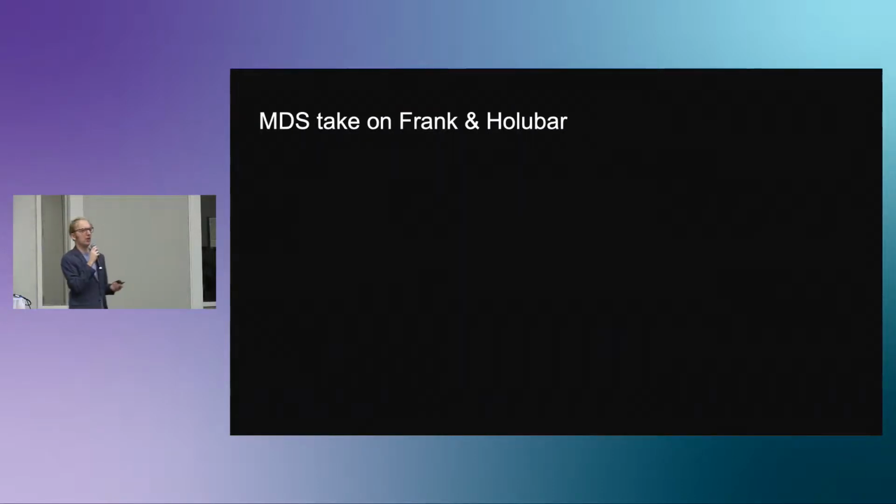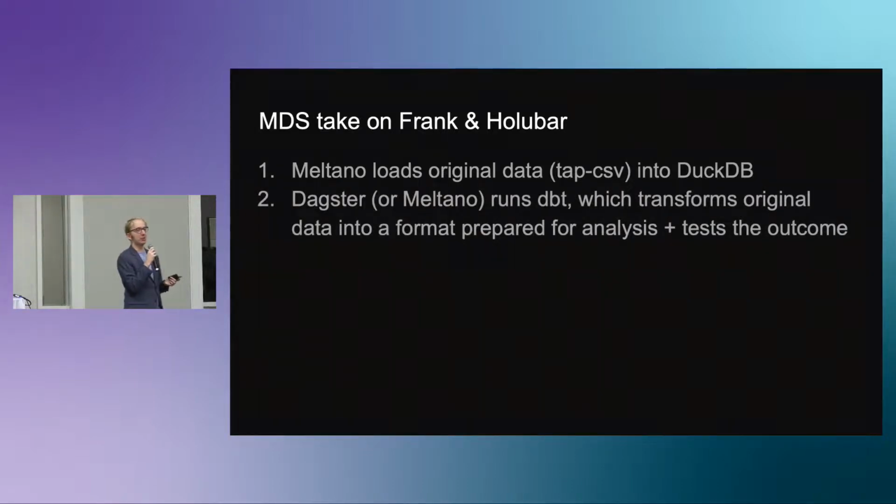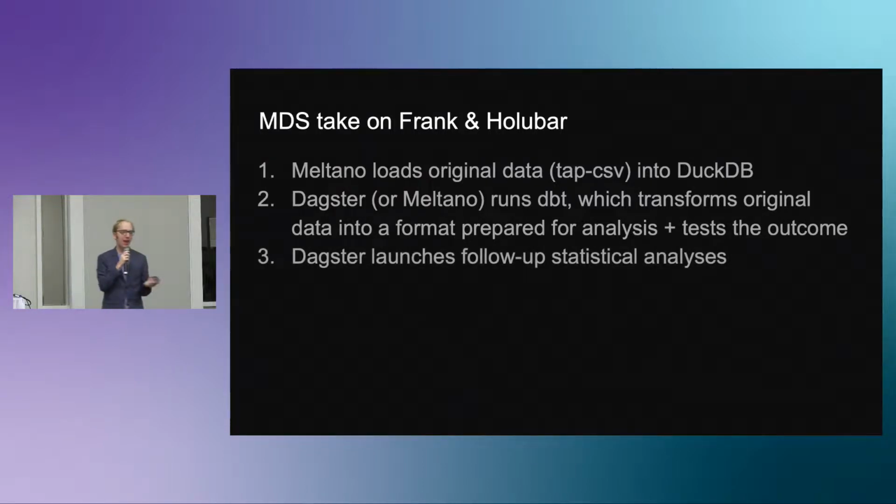Now, the modern data stack take on this study would be very simple. We would pick up Meltano to load the data into DuckDB, use the CSV tap to do that. We would use either Dagster or Meltano to start the dbt run. Turns out you can use both, which I did not realize back when I was planning this, to run the transformation and get the data ready for analysis, and possibly test them if you want to make sure before the analysis is done that the data passes whatever assumptions you have for it. Then you launch the follow-up statistical analyses with Dagster.